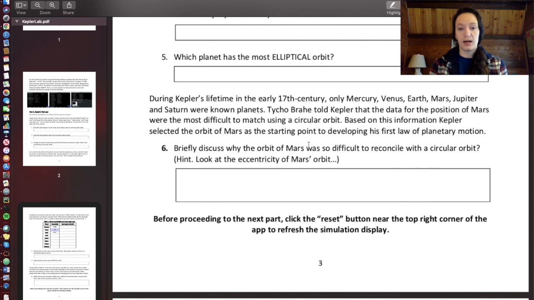Think about why you think the orbit of Mars was so difficult to make it match their theories. And don't be afraid to ask us about this. Like I said, I think this is the most difficult question of the entire lab, so just do your best and then come to one of our discussion sections for help.